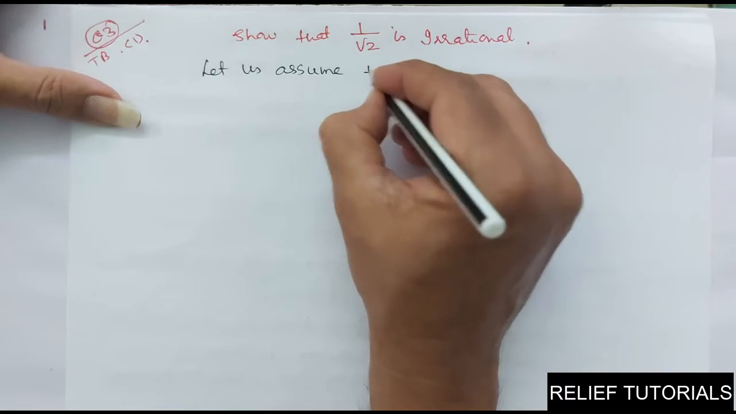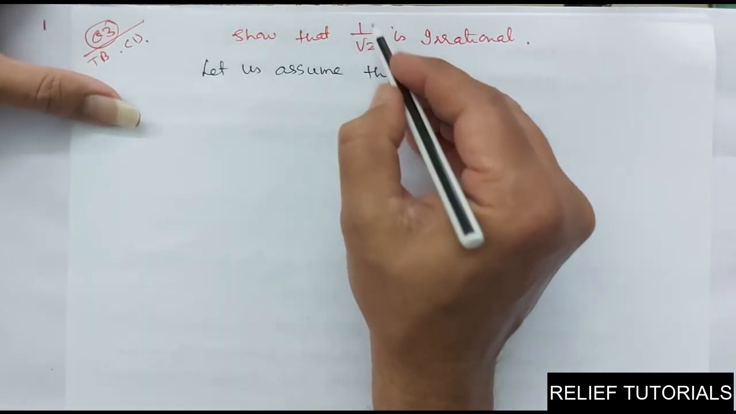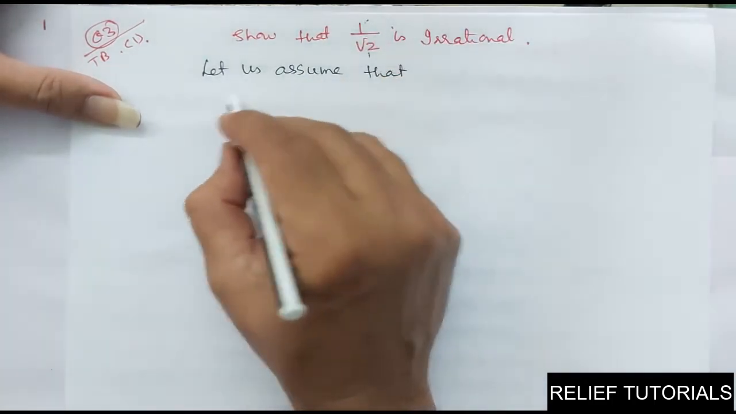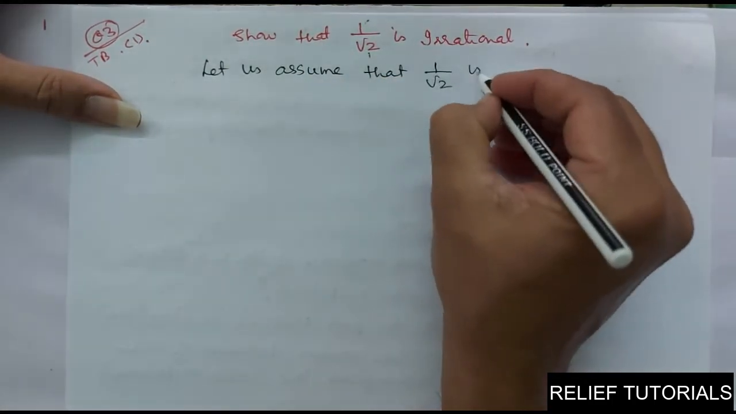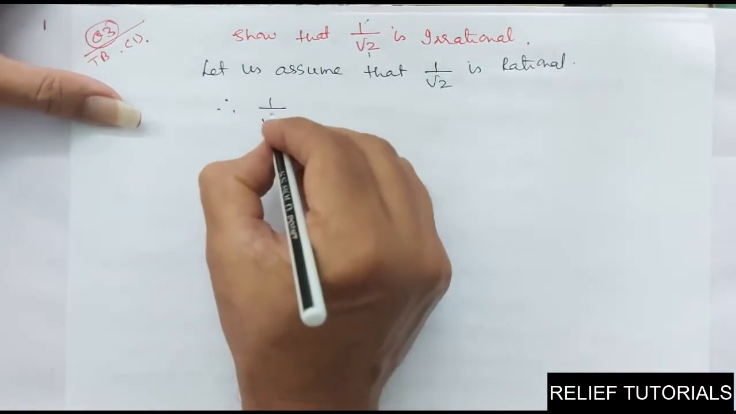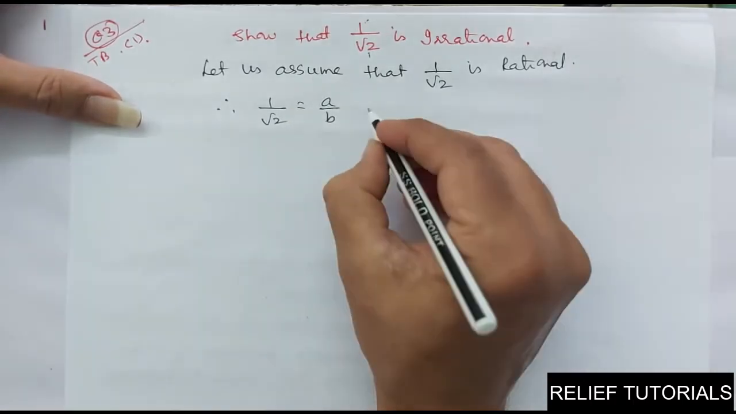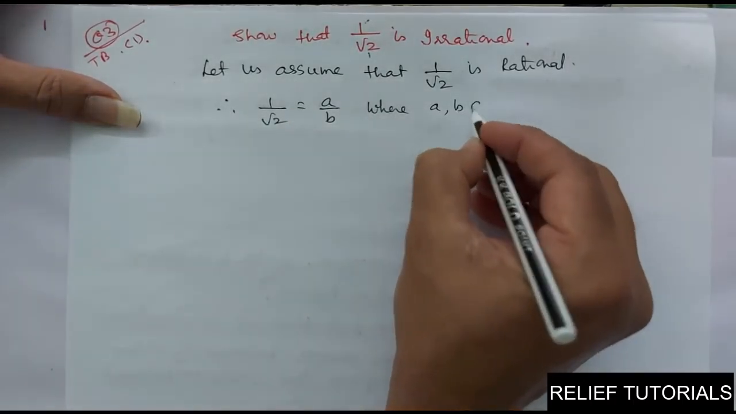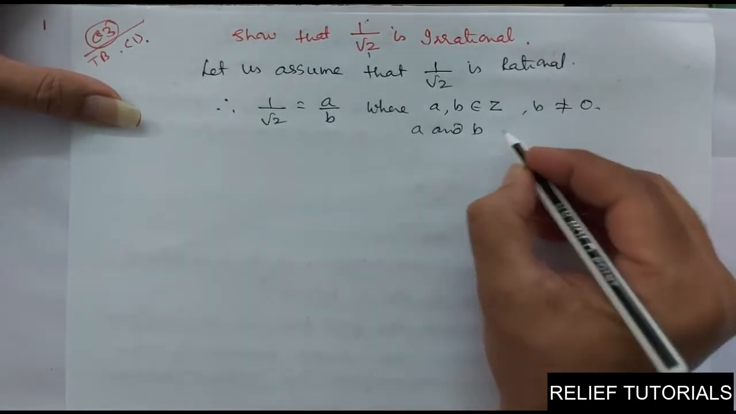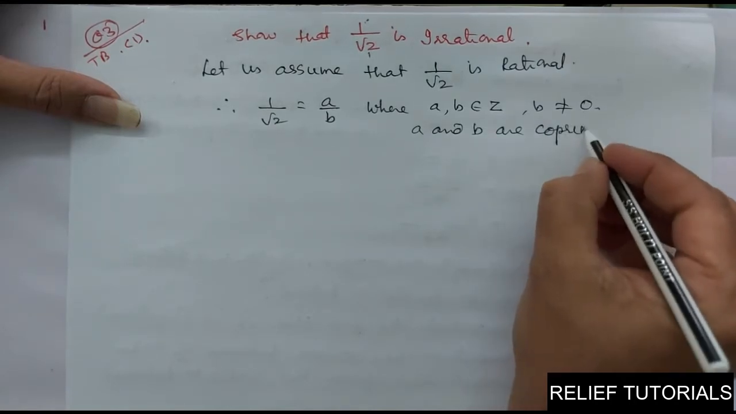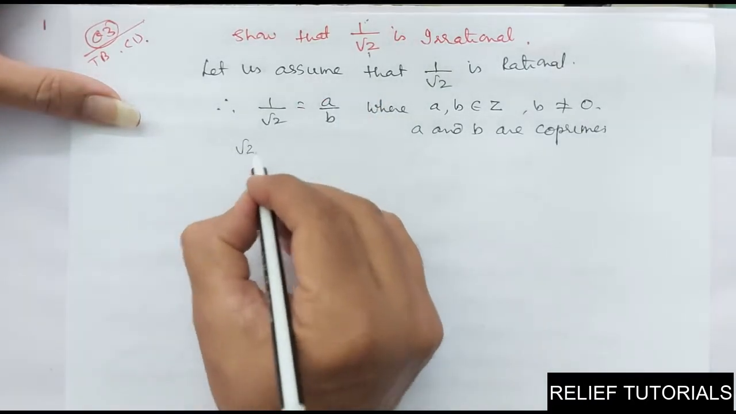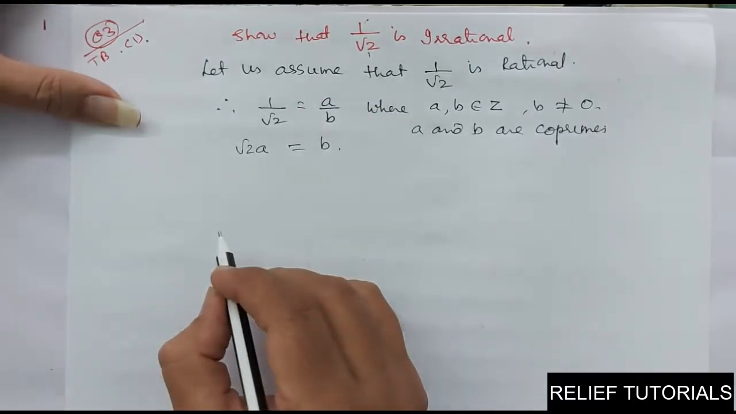assume that, see, this is quotient of rational and irrational. Quotient of rational and irrational is always irrational. So let us assume that 1 upon root 2 is rational. So therefore 1 upon root 2 is equals to a by b, where a comma b belongs to z, b is not equal to 0, a and b are co-primes. Now from this you will find root 2. So cross multiplication, root 2a is equals to b.